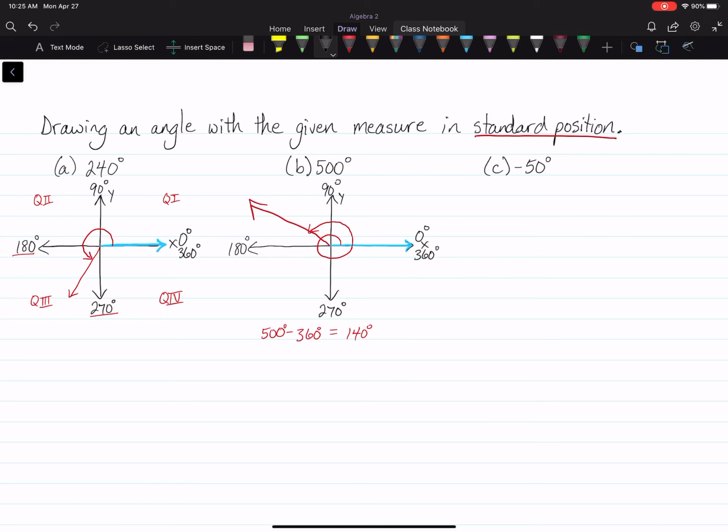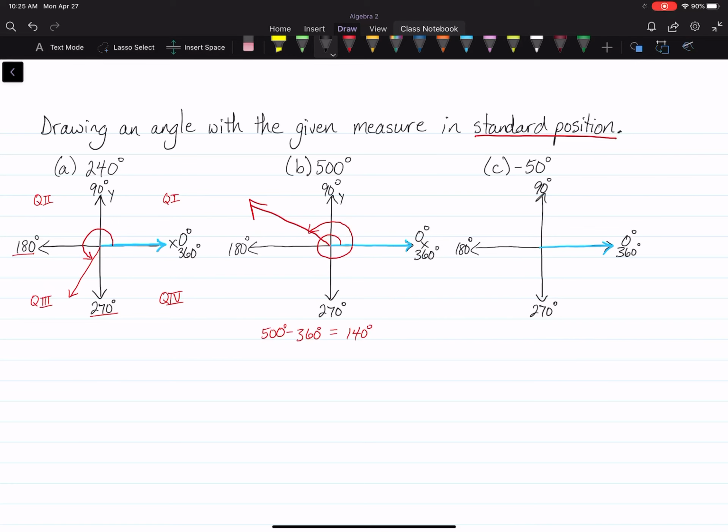Last example, negative 50 degrees. This is our first negative angle. So again, we're going to start at the 0. Label them if you want to: 0 degrees, 90 degrees, 180 degrees, 270 degrees, back to 360 degrees. Again, 360 divided by 4 is 90, so you're going 90 degrees each quadrant.